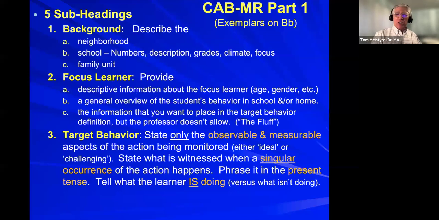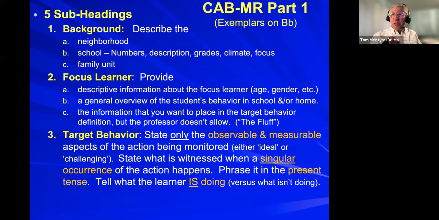And some of the information that you'll provide there. In the target behavior, typically it's 1 sentence, maybe 2, as you define the behavior. A lot of folks want to give examples. They want to elaborate. The definition is just precise, observable, measurable actions that you witness when the student shows the behavior 1 time, a singular event. Explanations, elaboration, what we sometimes call the fluff, put that in the focus learner part.